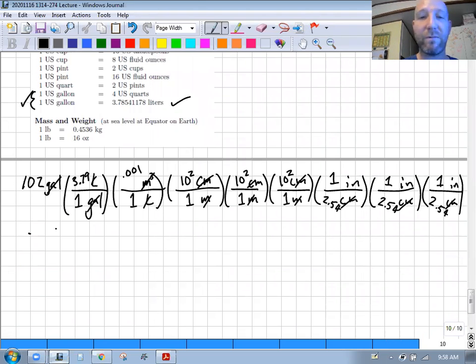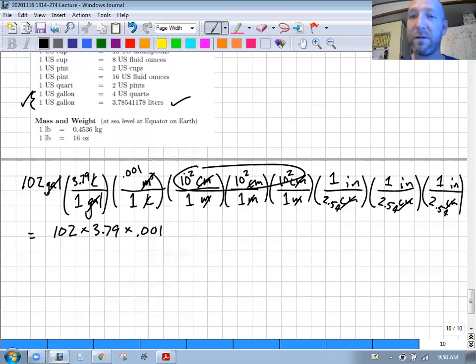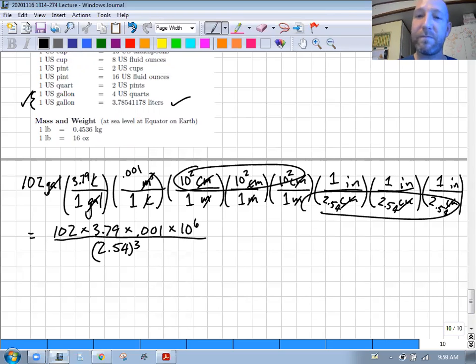So we have 102 times 3.79 times 0.001. That's 10 to the 6th. And then on the bottom we have 2.54 cubed. We're left with inches cubed.